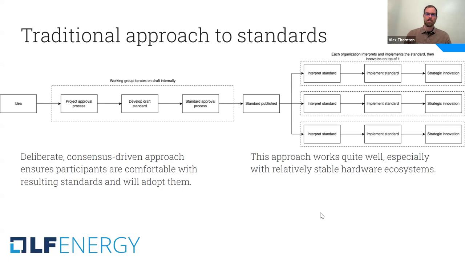It's important to recognize this approach has worked really, really well, especially for relatively stable hardware ecosystems, right? The grid historically has been a set of physical infrastructure. Looking at that electrical outlet, that's a standard that has stood the test of time. It's really not changing. The laws of physics and electricity aren't changing. So it's important for this process to be deliberate because all of the resulting standards need to last for decades to come. Now, Dan, if you go to the next slide.